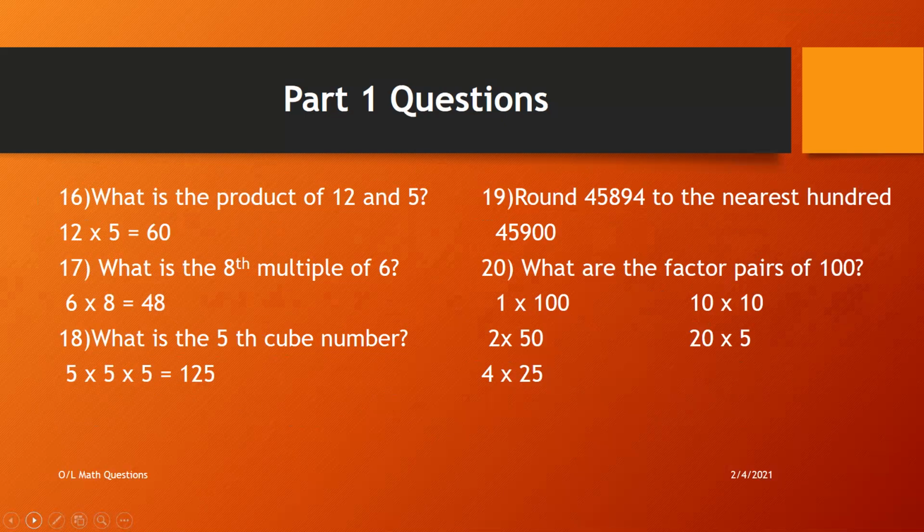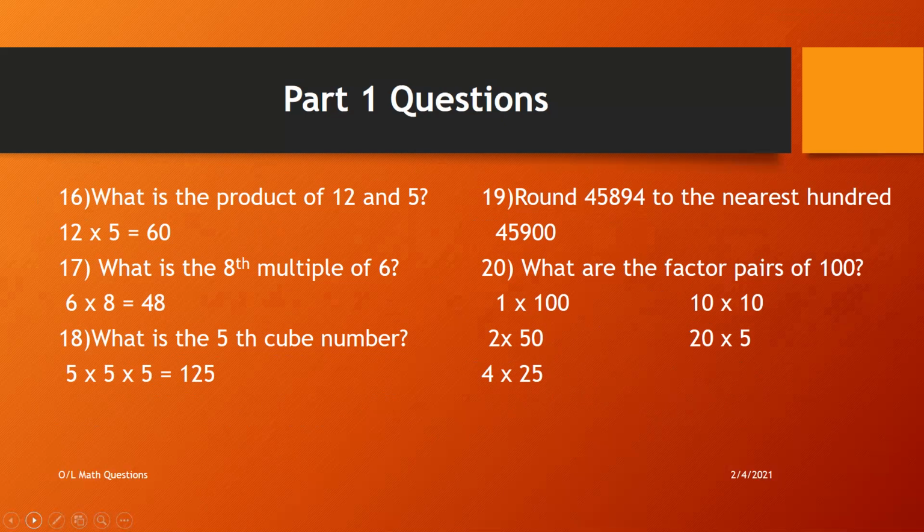18th question, what is the 5th cube number? We know how we find the cube numbers. The first cube number is 1 into 1 into 1. The second cube number is 2 into 2 into 2. So what should we do? We multiply the number thrice. So when I want to find the 5th cube number, I have to multiply 5 into 5 into 5, which is 125.